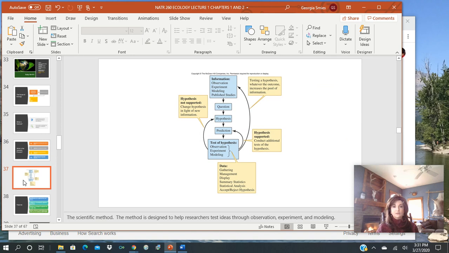Okay. So this is just a flow chart. This is straight out of your text. I'm not going to read this to you. You guys can all read it yourselves, but just make sure you understand the process of the scientific method from developing a hypothesis, collecting observations, or performing an experiment, and analyzing your results.